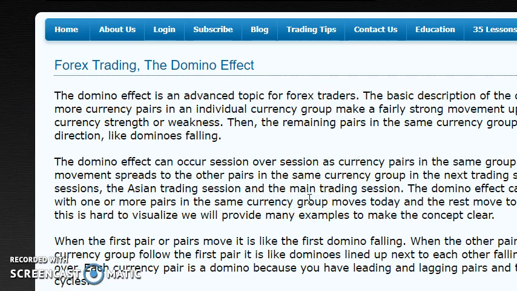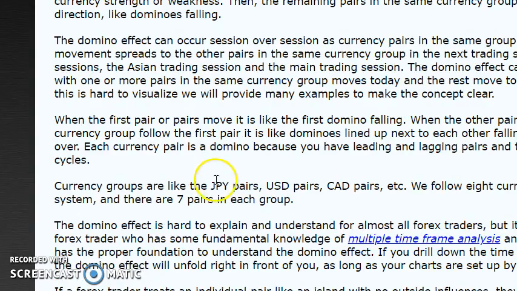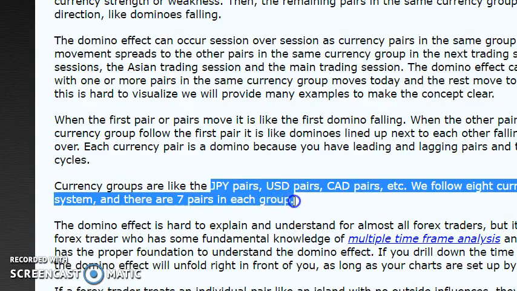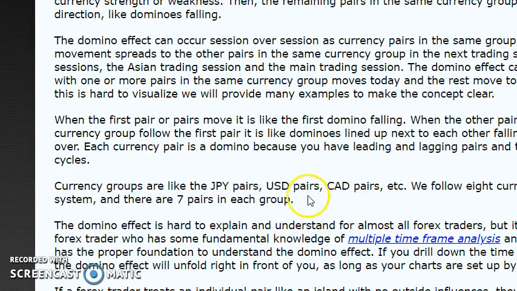This is a really good article that will help, but the domino effect, generally speaking, starts with a couple of currency pairs or one, and then it starts spreading to other pairs as the market dynamics change from day to day. The way to identify the domino effect is you have to have some basics and fundamentals in place. We follow 8 different currencies at Forex Early Warning, like 7 pairs in each group. So we follow 7 of the Japanese yen pairs and 7 of the US dollar pairs and 7 of the Canadian dollar pairs, etc. So we follow 28 pairs total.